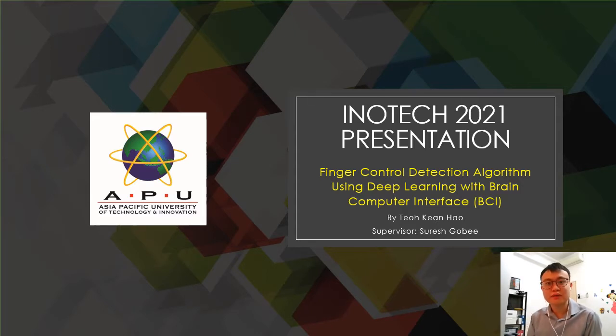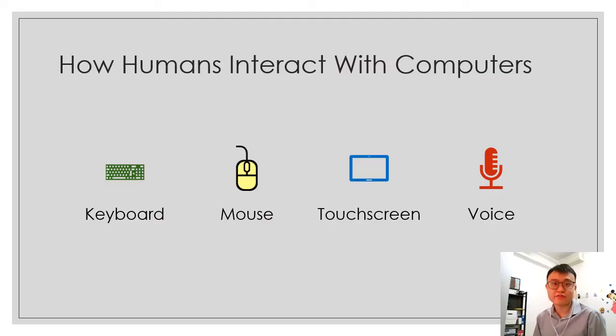In this video, I'm going to present about a project called Finger Control Detection Algorithm using Deep Learning with Brain-Computer Interface. In this work, there are four ways on how people interact with computers. They are the keyboard, mouse, touchscreen, and voice control. If you look at what is common between them, you'll find out that all of them require the physical interaction of the human, and the results are not instant.